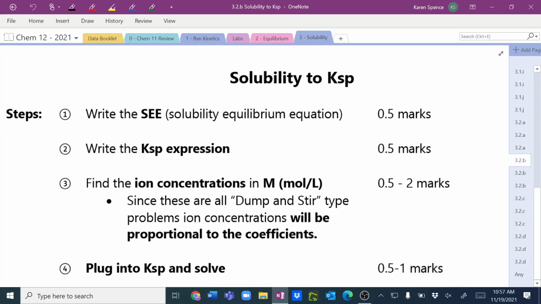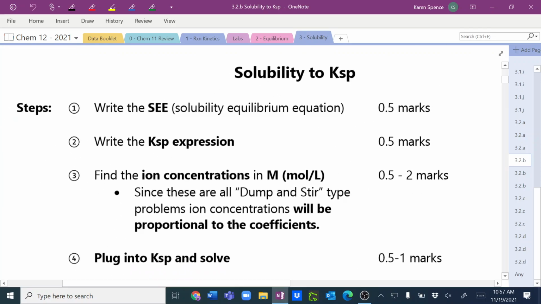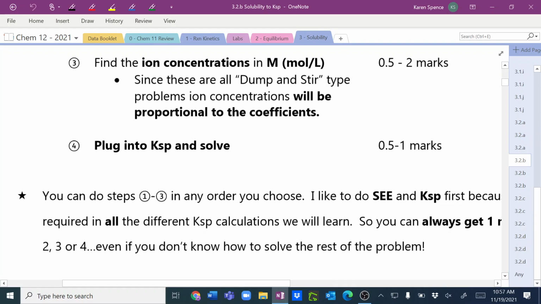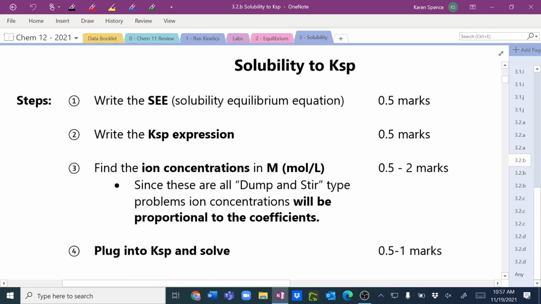So in this particular one, we are looking at taking the solubility of a compound, so that will be given to you. The question will say the solubility is such and such moles per liter, okay? And then you will have to find the KSP. So there are, how many steps? 4 steps. This is the short one.